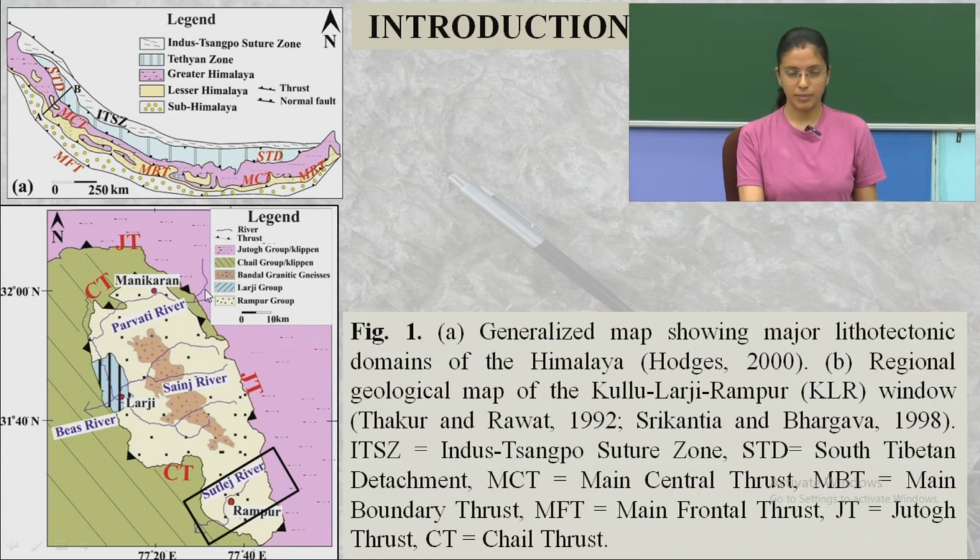This is the geological map of the Kullu-Larji-Rampur window. It is a doubly plunging anticlinal window with the Jutog thrust in the northern limb and the Chail thrust in the southern limb. These are the Jutog gneisses, these are mylonitic gneisses and granite. These are the Chail group of rocks, which are low-grade metamorphics. In the hinge zone of this window lies Bandal granite gneisses, and the window is uncovered by the Rampur group of rocks, which are basically Manikaran quartzites. In the northwest part of the window lies the Larji group of rocks. These are stromatolitic dolomites, sandstones and limestones.